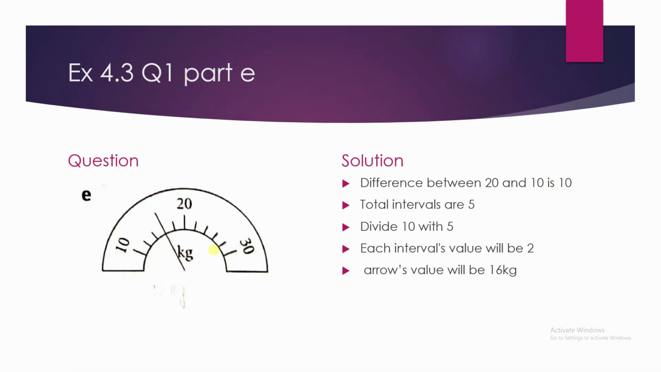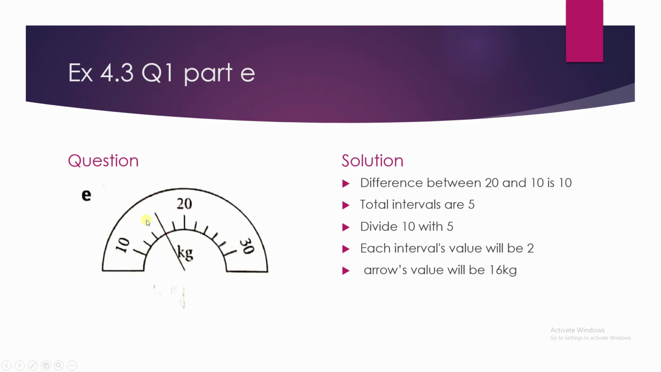Now the turn of part E. Part E is of kg. The same way you have to find the difference. First of all, you have to see where your arrow is. So your arrow is in between 10 and 20. You have to find the difference between 10 and 20. That will be 10. And you have to count the intervals. Intervals are 1, 2, 3, 4 and 5. So divide 10 by 5 and you will get 2. So each interval's value will be 2 here.